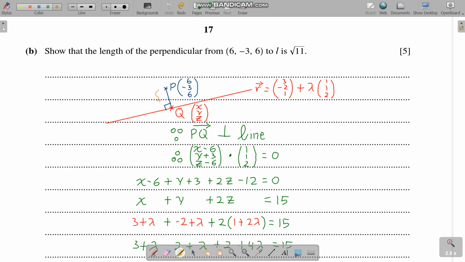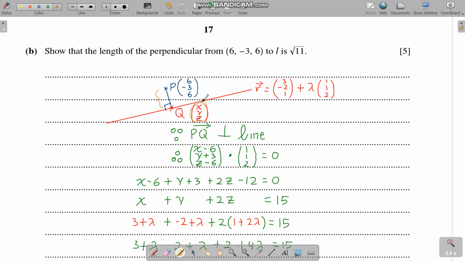So to find this distance, we need to find the length of the vector PQ, the magnitude of the vector PQ. To find the magnitude, we need the vector. To find the vector PQ, we need to find the coordinates of Q. So first, let's find the coordinates of Q using the fact that PQ is perpendicular to the line. So PQ is perpendicular to the line. We can use the vector PQ. The vector PQ is the coordinates of Q minus the coordinates of P.